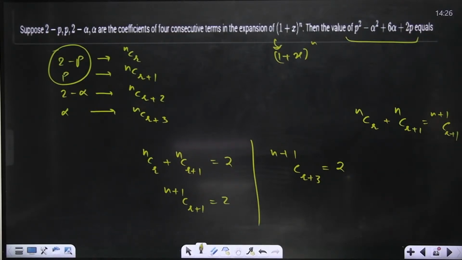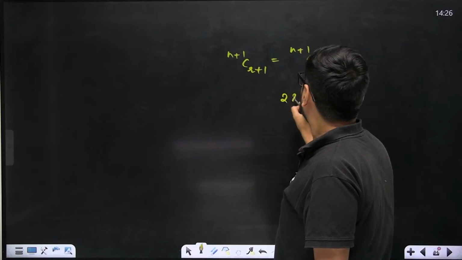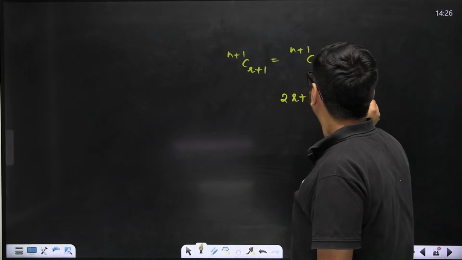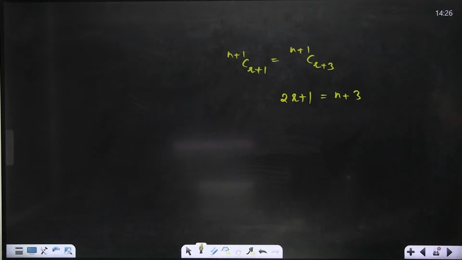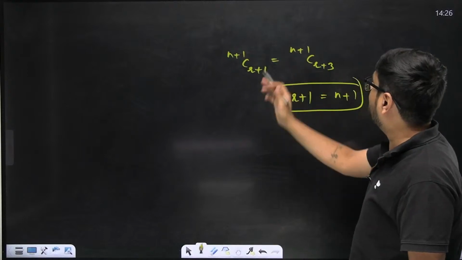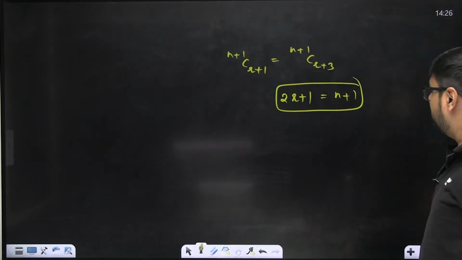From this, what will we get? Even if we solve this, we'll get something like this: 2 into r plus 1 is equal to n plus 1, not 3. When we solve this, n plus 1 factorial will get cancelled, and this is what we are going to get. But this is also not giving us anything.